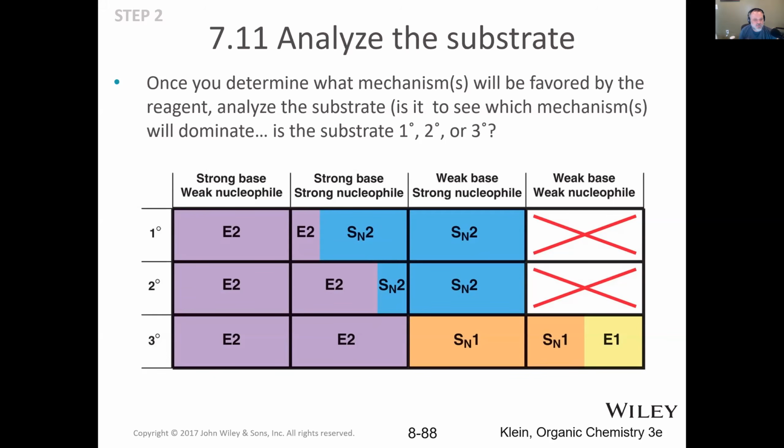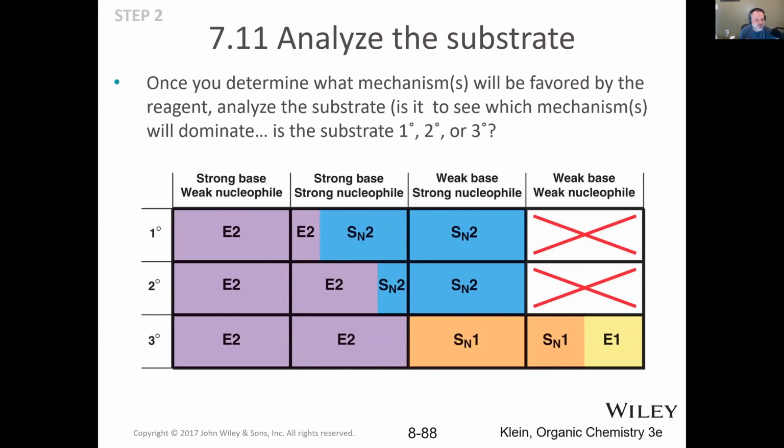The row at the very top is the identity of the reagent. Is that reagent essentially only a strong base or a very, very, very weak nucleophile? Is it a strong base and a strong nucleophile? Is it a weak base or essentially only a strong nucleophile? Or is it both a weak base and a weak nucleophile? And so this chart sort of helps you predict which of the products will be major.